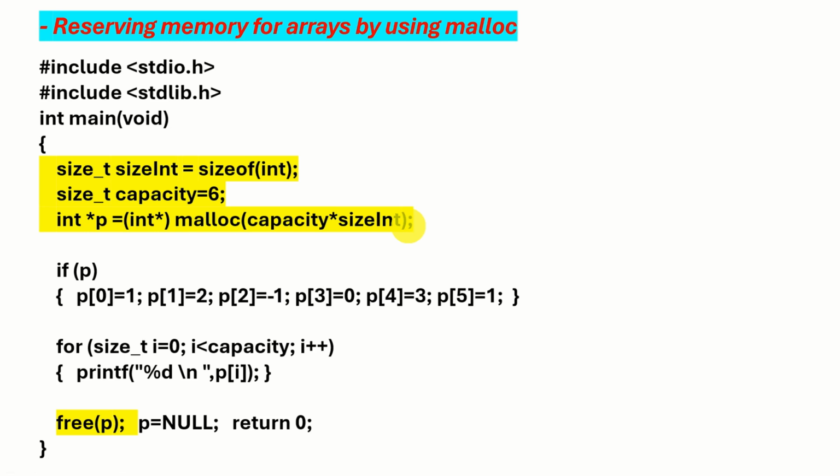So what's happening over here? The input parameter of malloc is 6 multiplying 4. That is, it's equal to 24. Consequently, malloc will reserve 24 bytes in our memory space, and malloc will return the pointer to the beginning of this memory space.